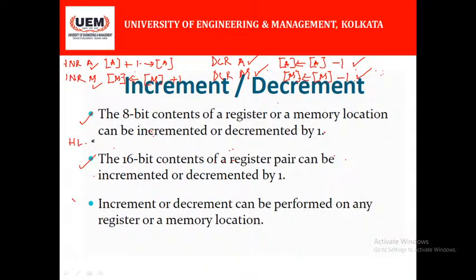Suppose in the HL register pair the value is 9050. If we want to increment this address, then we should write INX H, and the address 9050 is incremented by 1. Similarly, if we want to decrement it, we should write DCX H, then the value 9050 will be decremented by 1.